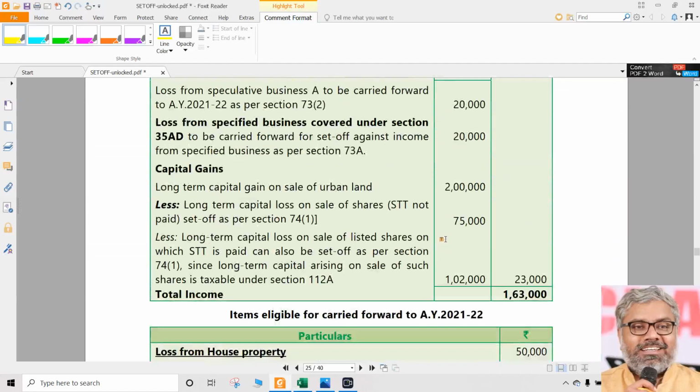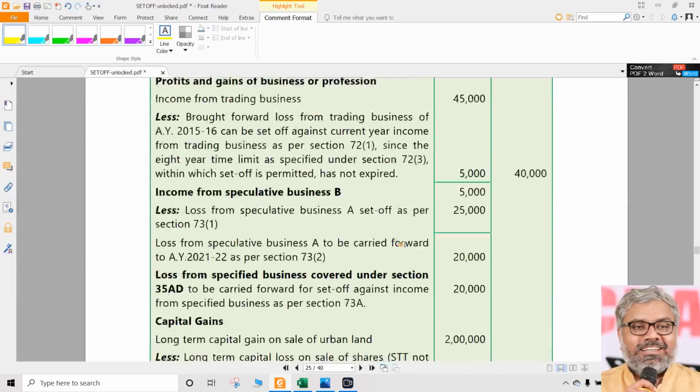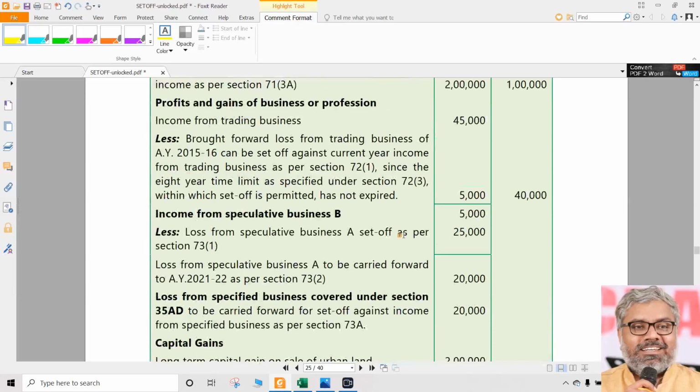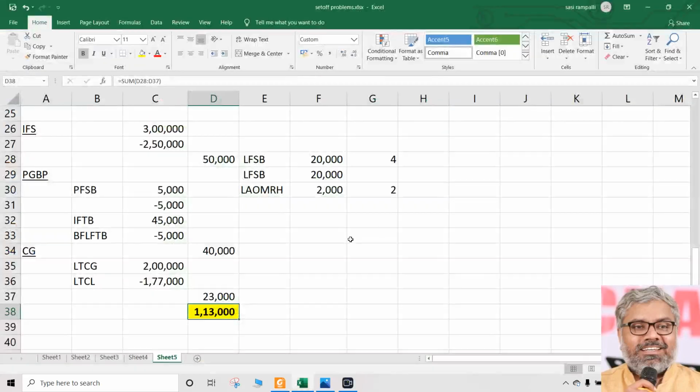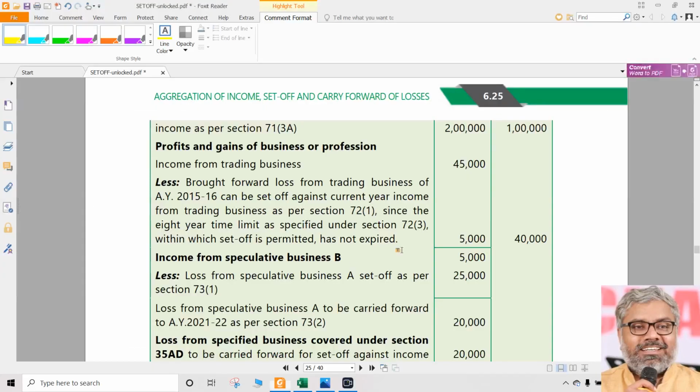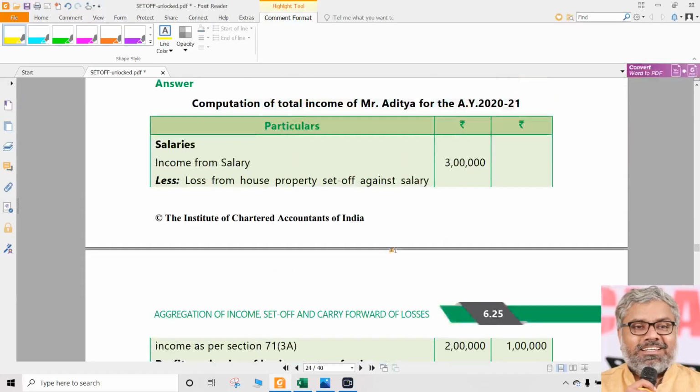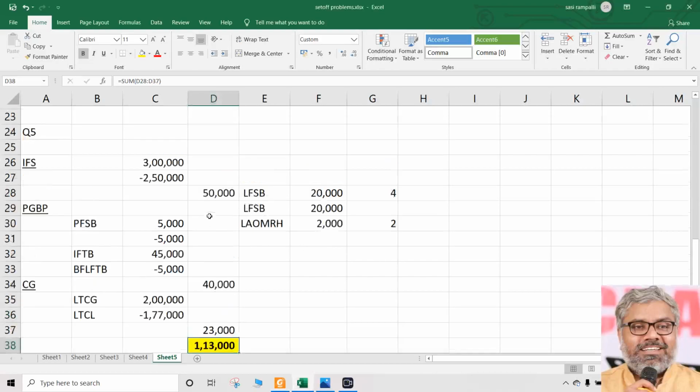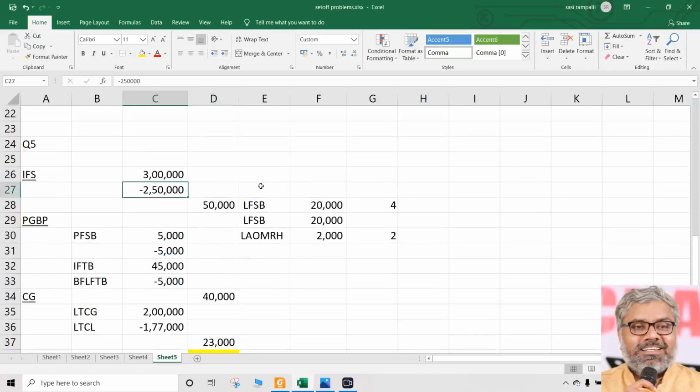So that's the amount here to be noted. Here, what is this? 40,000 is there, no? Okay. Oh, sorry. There is a problem here with income from house property. We messed it up.